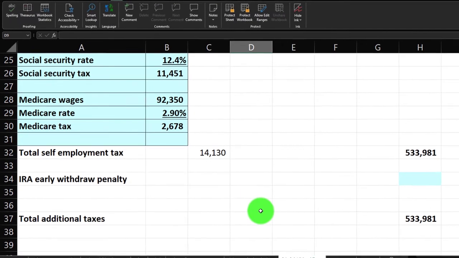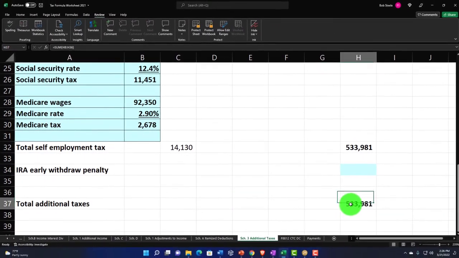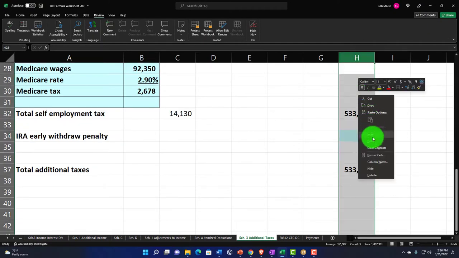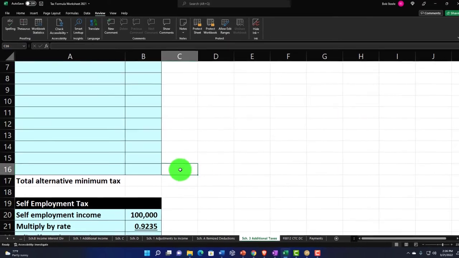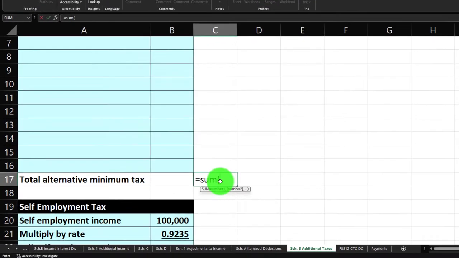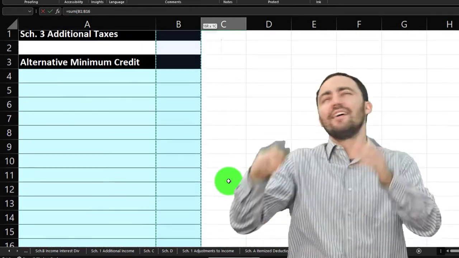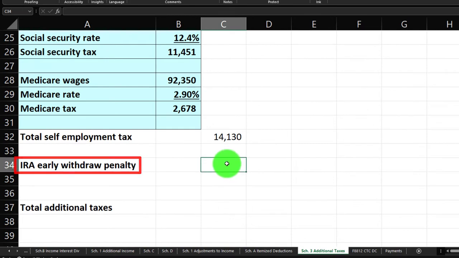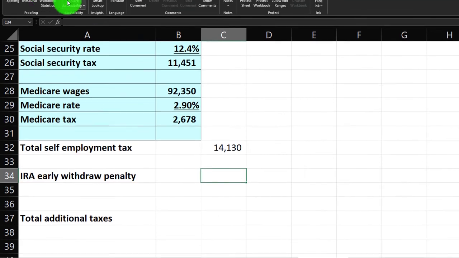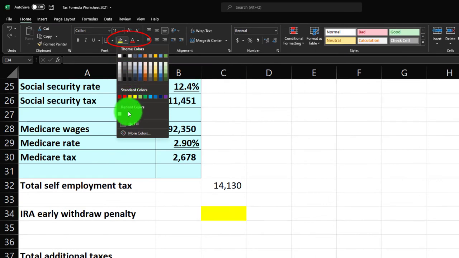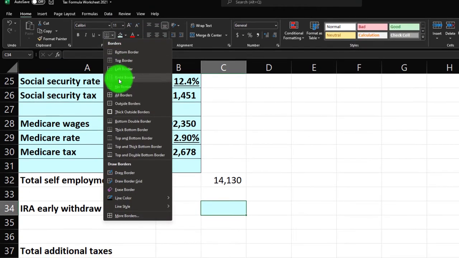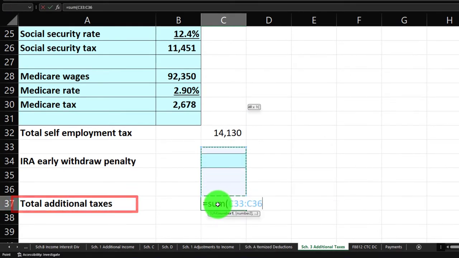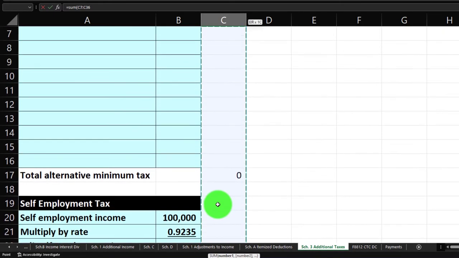Anyways, so I'm going to move this back on over. Let's just delete this whole column and recalculate it. Delete. I'll sum it up over here. Equals the sum. And then this one, we're going to say early withdrawal penalty. I'll just make that blue in case we need it. I just got one column there. And then we'll sum it up for the additional taxes, which I might have to then add to my formula.